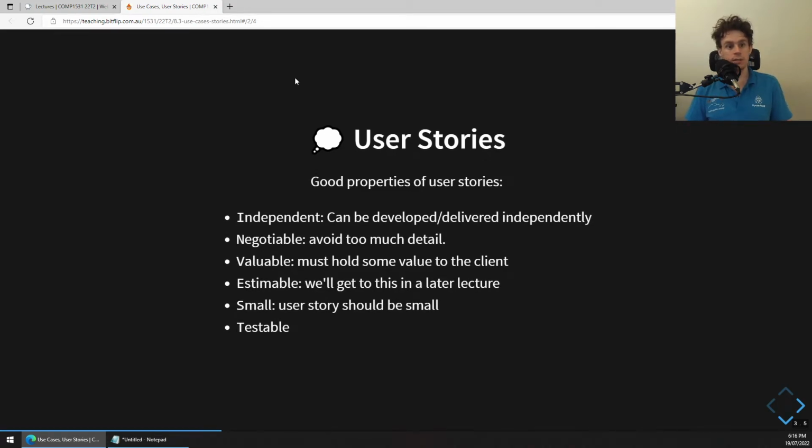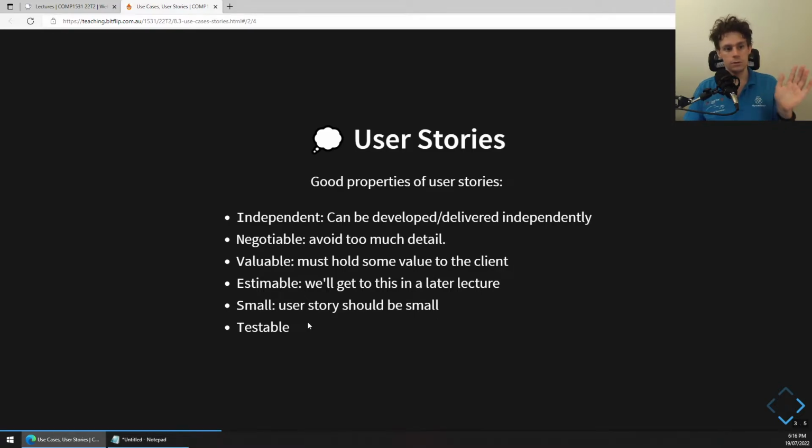There are good properties of user stories generally. They follow this acronym, I can't remember what it's called, where each letter has a meaning. Independent, negotiable, valuable, estimable, small and testable. These are really important for requirements in general, not just user stories, but they come in the context of user stories.